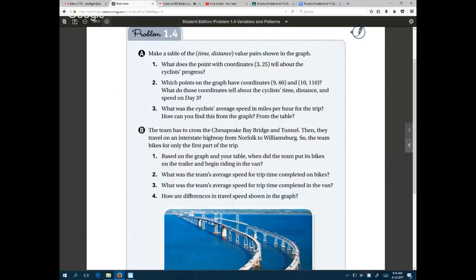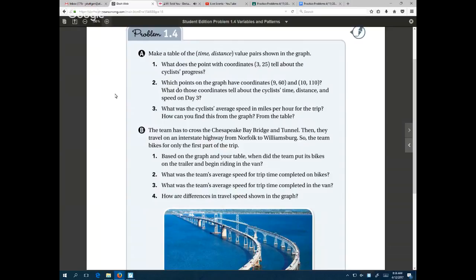And don't overthink these. It says, what does the point (3, 25) tell you? Don't overthink it. Literally, that tells you the 3 is the what again? Do you remember? Hours. This is what? Miles. So that's how far they went in how many hours. So in 3 hours they went 25 miles. That's exactly what they're asking you. The point means in 3 hours they went 25 miles.